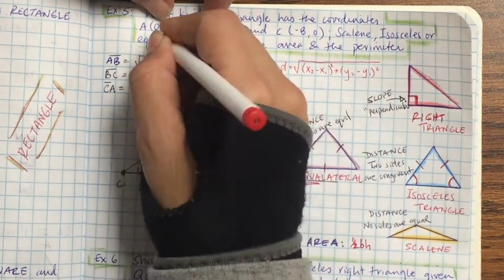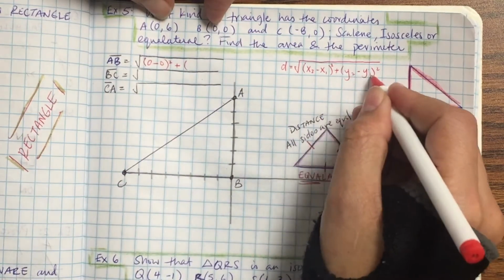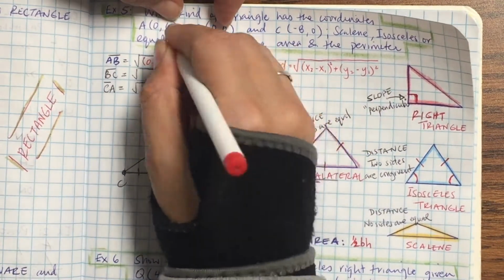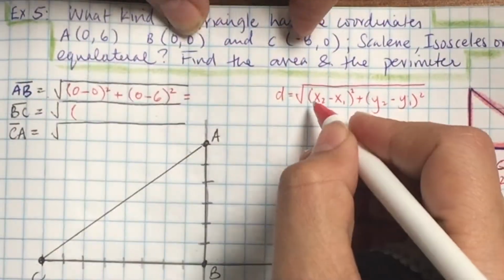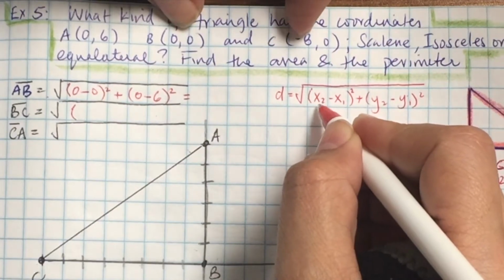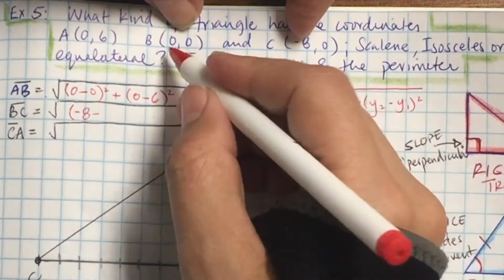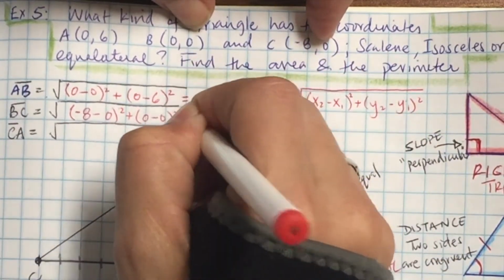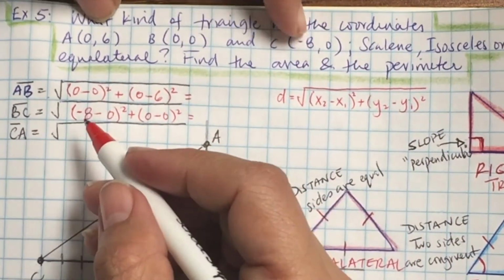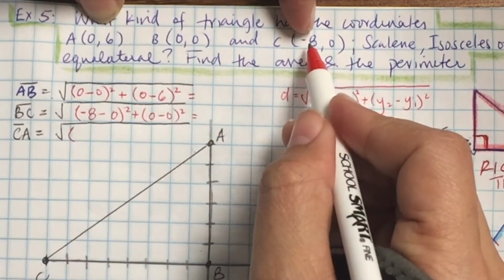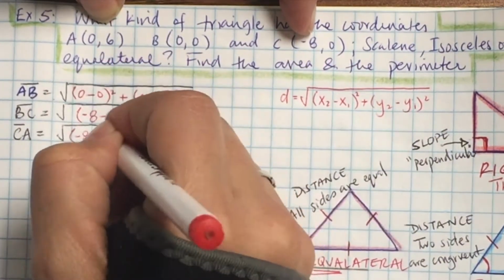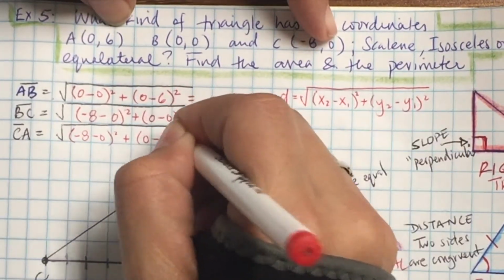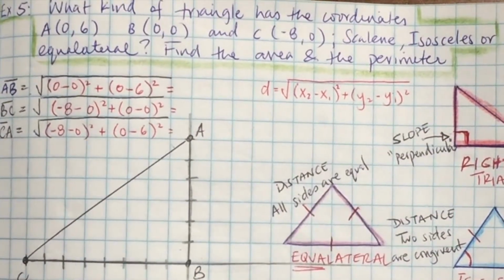So open parentheses, 0 minus 0 squared plus y2 minus y1, 0 minus 6, close parenthesis squared. Alright, second one, same thing. Open parenthesis, x2 minus x1, negative 8 minus 0 squared plus y2 minus y1, 0 minus 0 squared. Last one, same thing. x2 minus x1, that's negative 8 minus 0 squared plus 0 minus 6 squared.